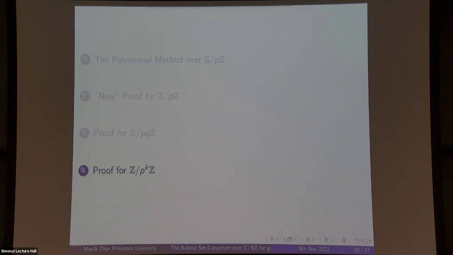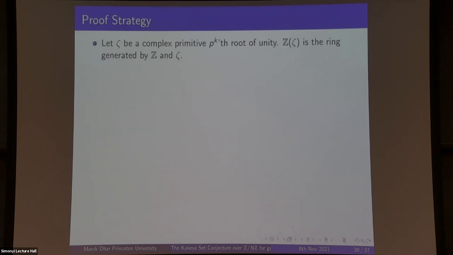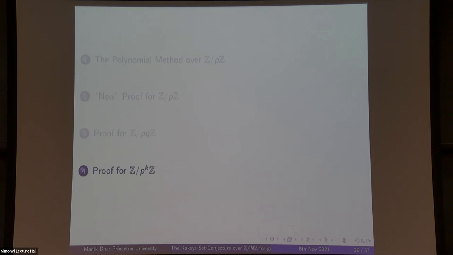So let's look at the proof for prime powers. The idea is to do some polynomial method type argument. But as we saw, over Z mod p to the k, polynomials are really bad. One place polynomials are not bad is over the complex numbers, over characteristic zero. We'll first figure out a way to put Z mod p to the k in the complex numbers, and then try to do the polynomial method over the complex numbers.